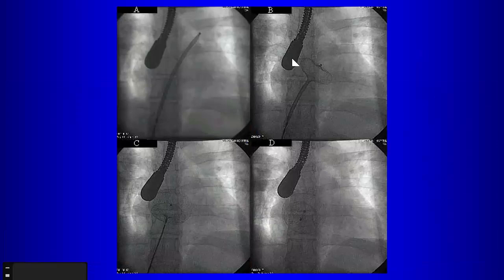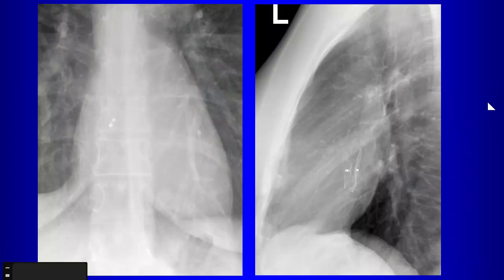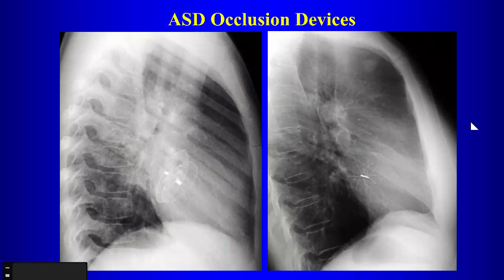So here's your transesophageal echo probe, fluoro at the same time. You can see it going across, and it's starting to deploy, and when it opens up, it grabs the lips of the ASD and closes it. Okay? And that's what it looks like on the plain film, this kind of umbrella-like device over the atrial septal defect. So if you see that on the plain film, you'll know what that is. So, ASD closure devices.